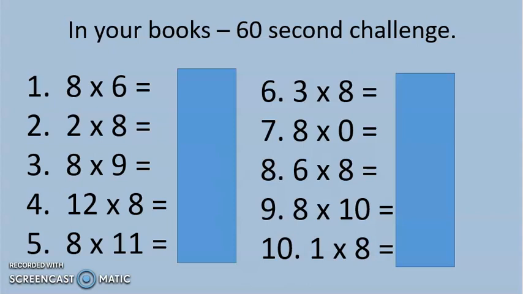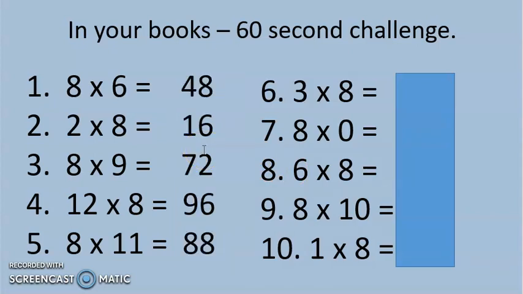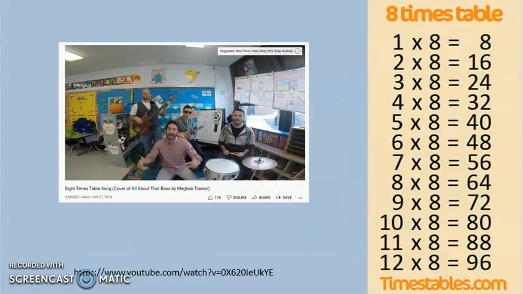So hopefully by now you have managed to answer all of those. If you haven't, just pause the video and keep going. Okay, and I'm going to reveal the answers to you. So 8 times 6 is 48. So I can use my tabling up. If I go back here, I can see that 8 times 6 or 6 times 8 is 48.